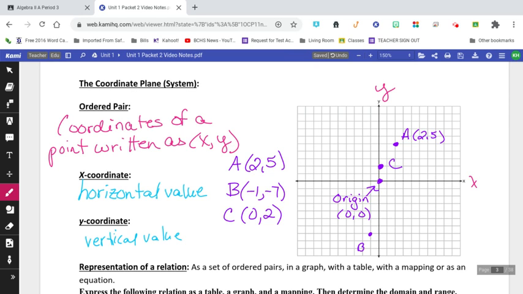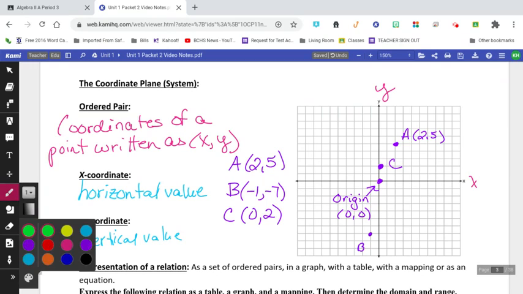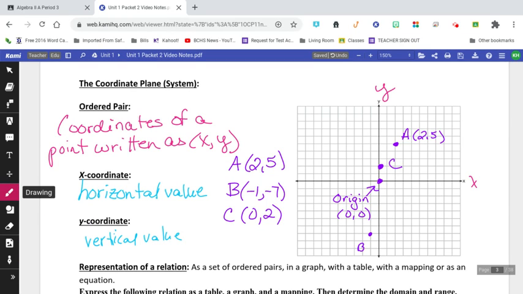Okay? Now, let's flip this for a minute. And let's say I asked for the coordinates of this point right here. We'll call it D. Think about what those coordinates would be. So the first thing you want to ask yourself is, how many did we move to the left or right? And we moved 1, 2, 3, 4, 5, 6. 6 to the left, so -6. Then how many did we move up or down? Well, we didn't move any, so 0.